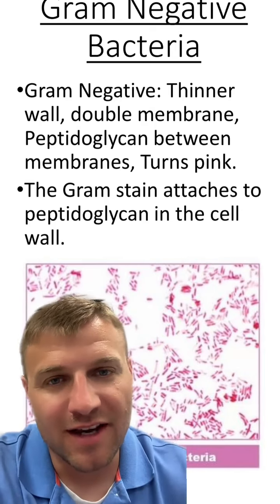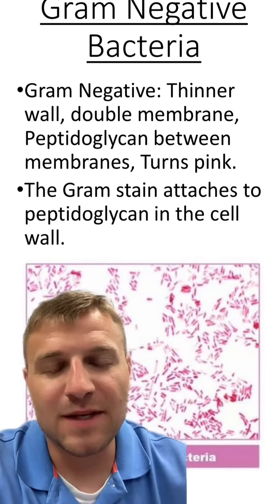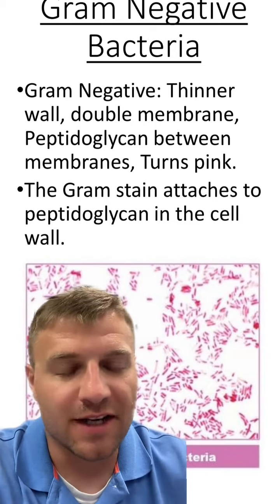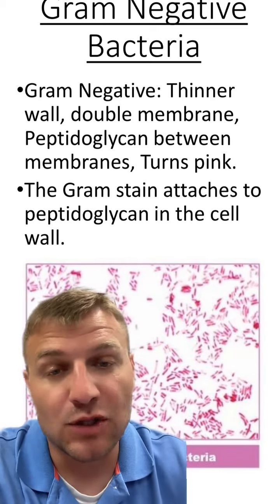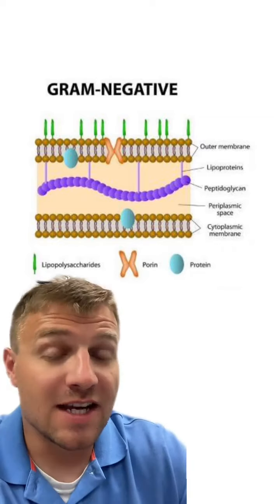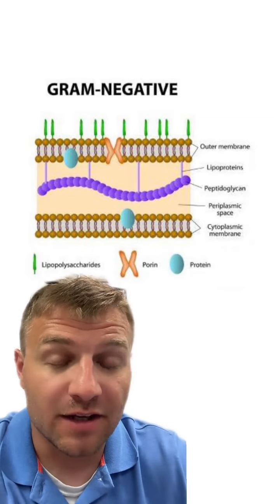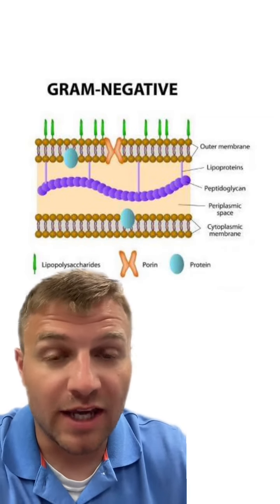Gram-negative bacteria, on the other hand, turns pink. That's because there is a thinner cell wall in these bacteria and there's actually a double membrane. The peptidoglycan in these bacteria is sandwiched in between the membranes. So you can see the two membranes in gram-negative bacteria and the peptidoglycan being located between them.